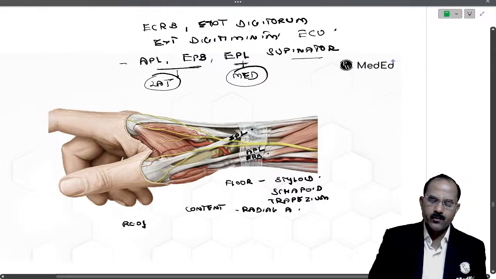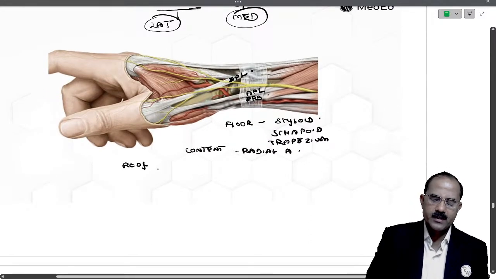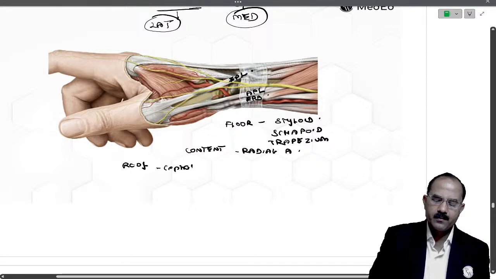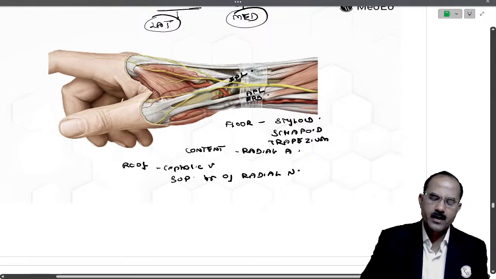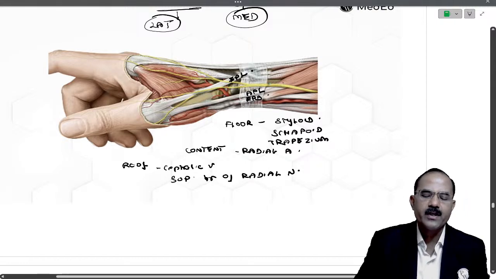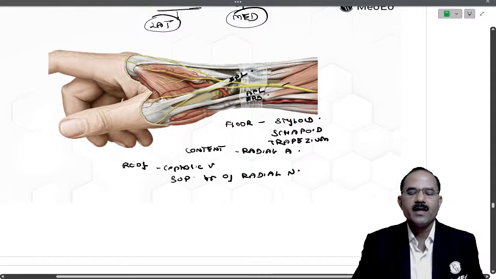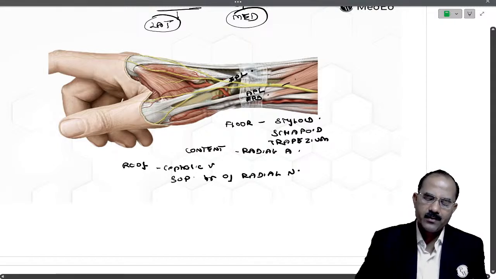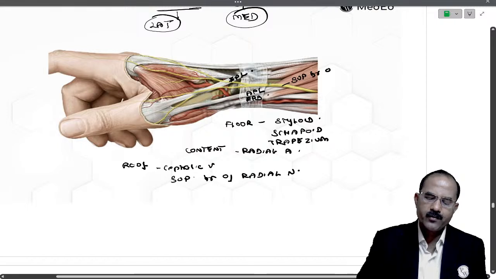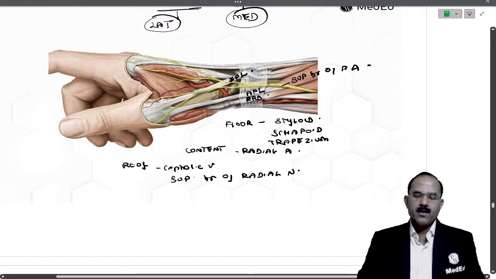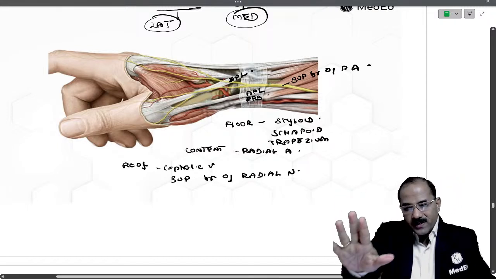And who's in the roof of the snuff box? In the roof is the cephalic vein and the superficial branch of radial nerve. That's the superficial branch of radial nerve. Deep branch of radial artery is not there, it's a radial artery. It's the radial artery, child, that's a superficial branch of radial nerve. Clear? So simple, the snuff box is clear.